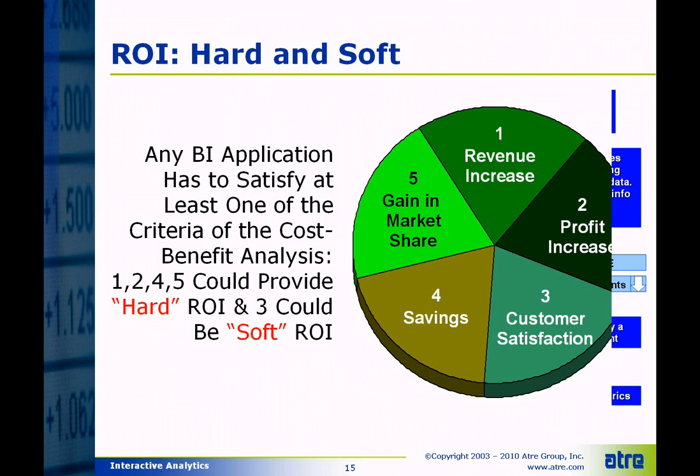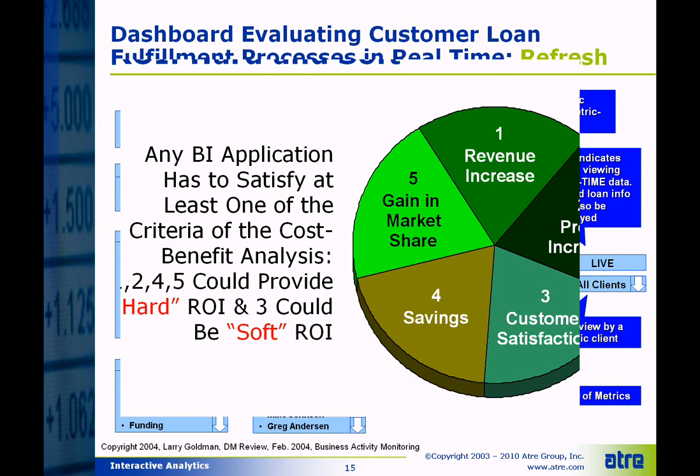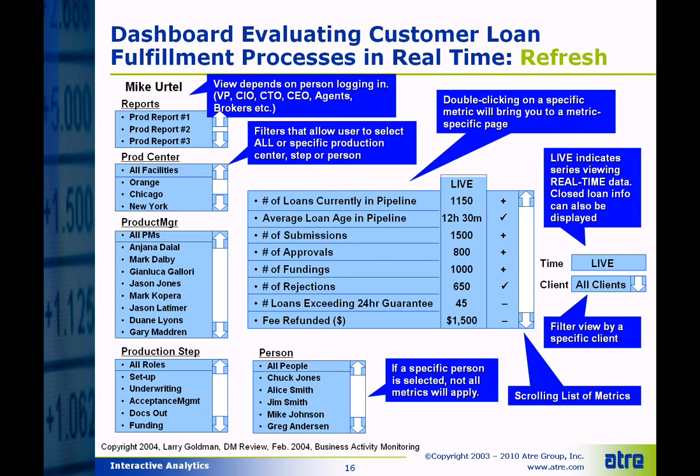Now, isn't this beautiful? This is a dashboard evaluating customer loan fulfillment processes in real time. And one thing I'll tell you: if your users tell you, well, I need only this chart or this screen, do not believe it. Because once they see this, they want to go to a lower level. Design at least three more layers down from what you see, so that you can drill down. You don't have to implement it right away, but in design you should have that.